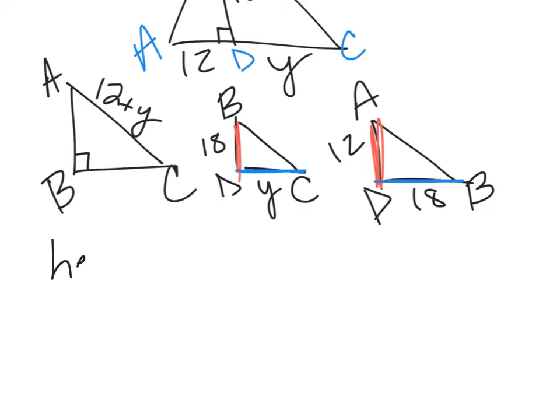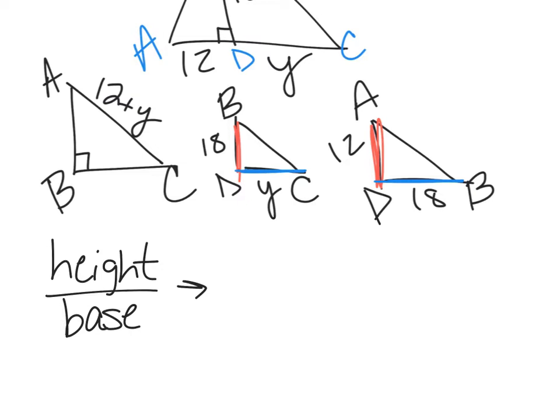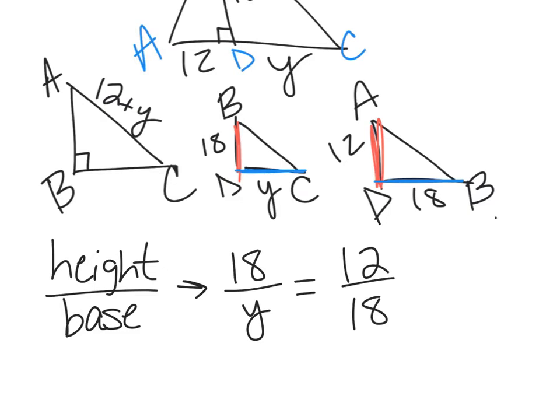We have the height, and we're going to compare that to the base of these right triangles. The height of BDC is 18, and the base is Y, which has to be equal, because they're similar figures and therefore proportional, to the height of ADB, which is 12, and then DB, which is 18. So this theorem says that 18 is the altitude.